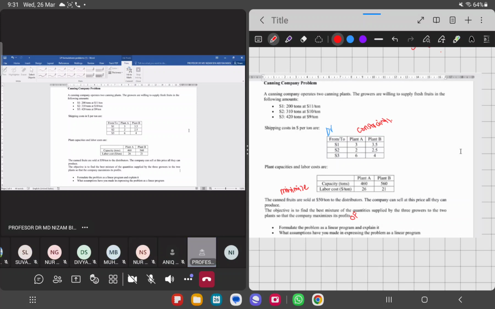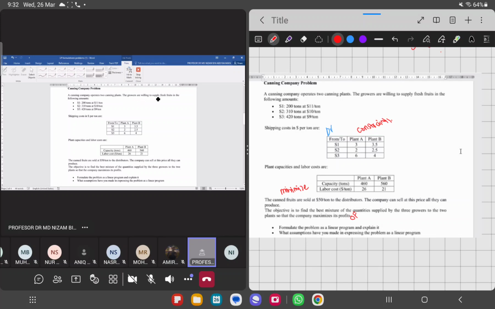Okay. What's the decision variables? Some of you say that S1, S2, S3. Some of you say that Plan A, Plan B. So let's look at this. This is a canning company, which operates 2 canning plants. So this canning company has 2 factories: plant A and plant B, right?